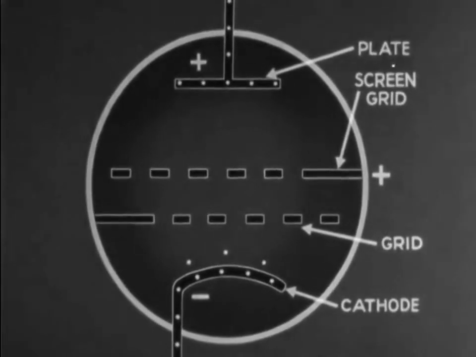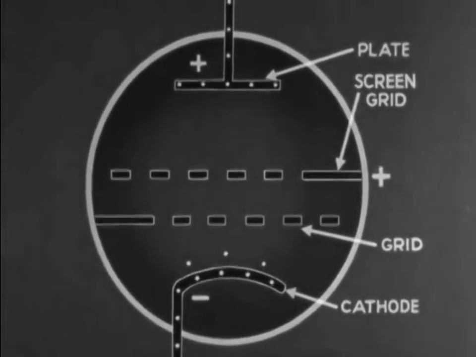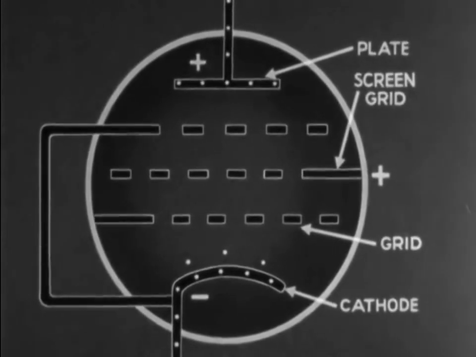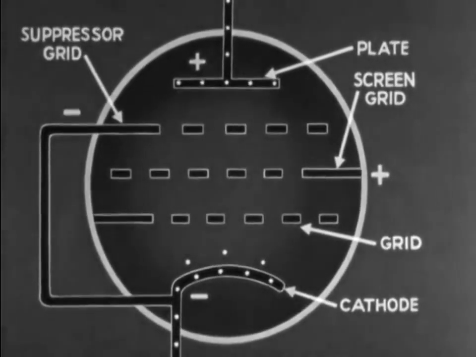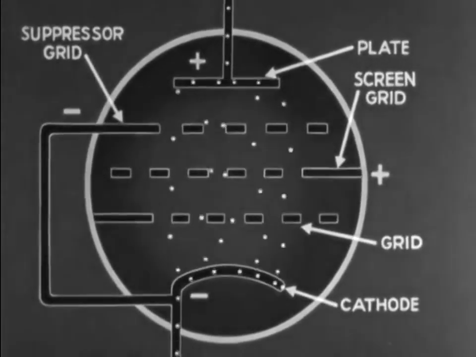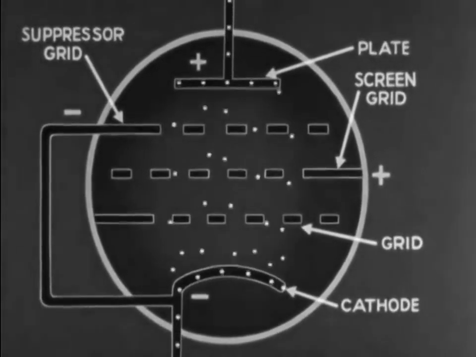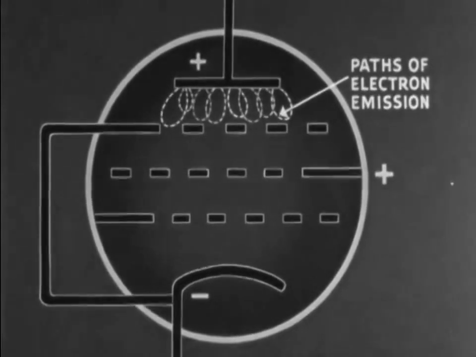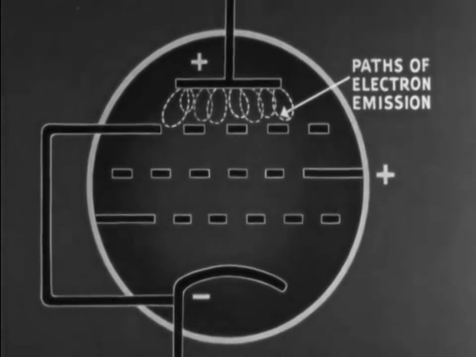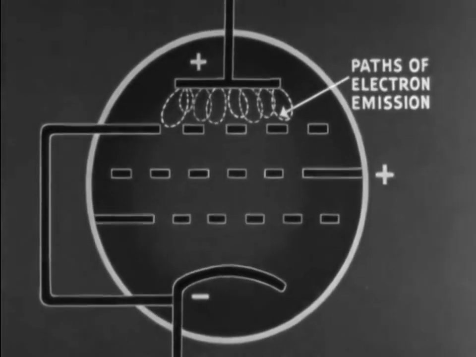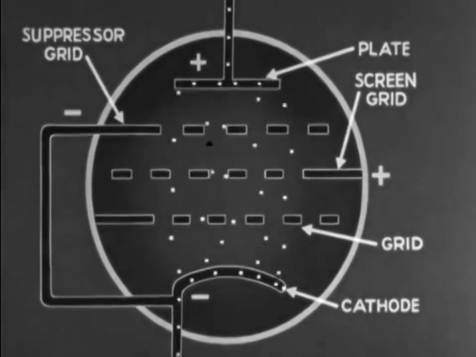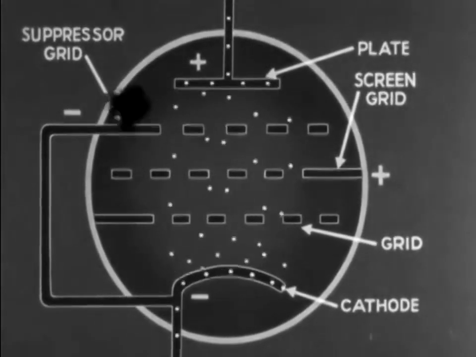A third grid may be placed between plate and screen grid. This grid is known as the suppressor grid. Electrons flow freely through all three grids, but the paths of secondary emission are shortened by the negative suppressor grid. As a result, the emitted electrons, due to electronic bombardment, do not extend as far as the screen grid. The pentode tube represents the highest development of the triode principle.